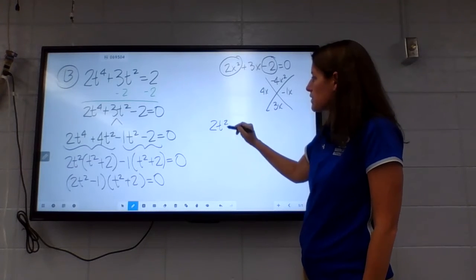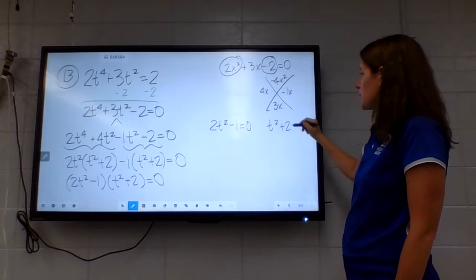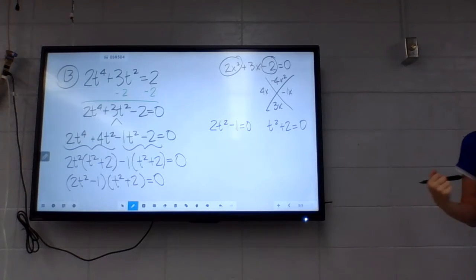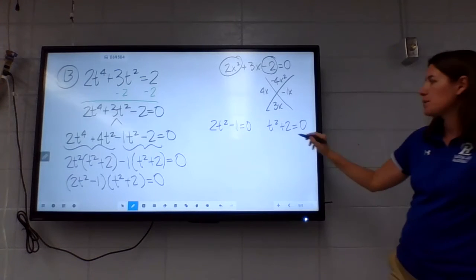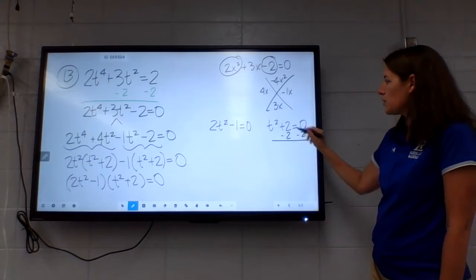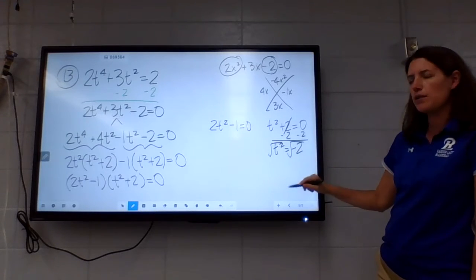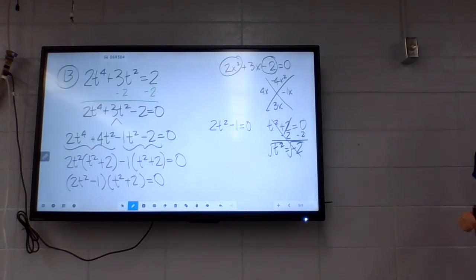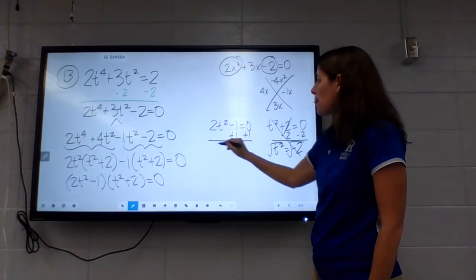So 2t squared minus 1 equals 0, and t squared plus 2 equals 0. Strange thing is, this one actually won't give us an answer that we know how to deal with right now. So if I do minus 2, t squared equals -2. If you try to take the square root of a negative, this will give me an imaginary solution. It'll say not a real solution. So that one I can get rid of. We'll cross it out. This one, I go to move this over.